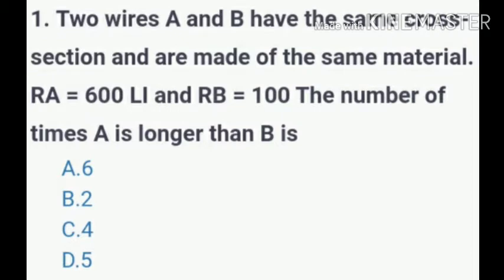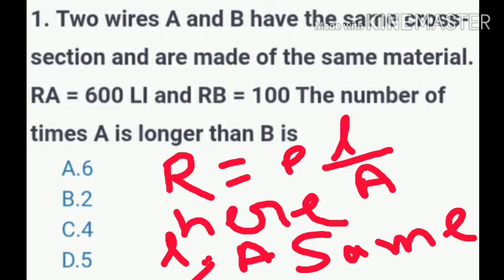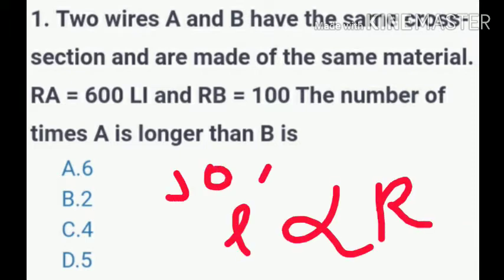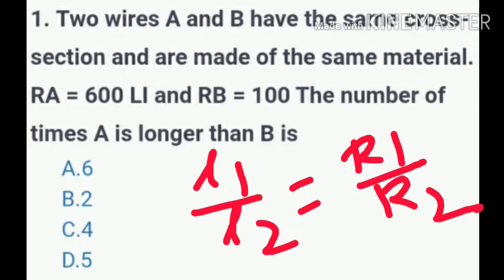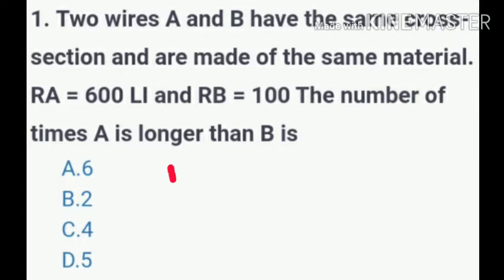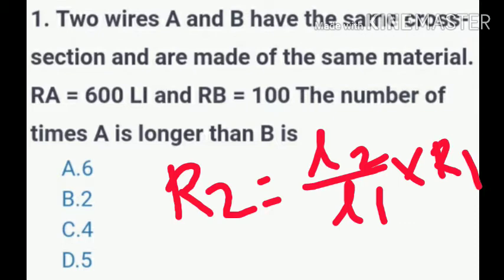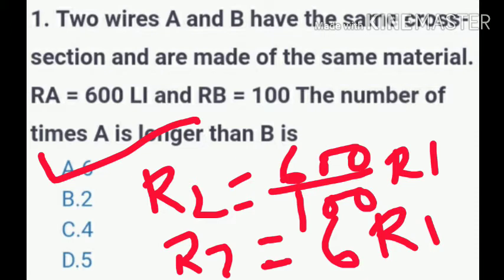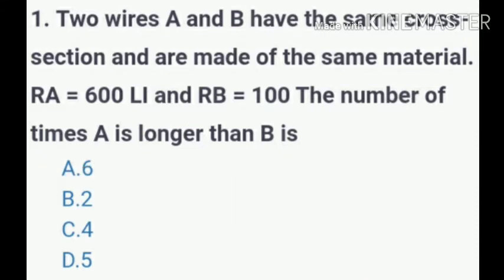Here are the four options. We get the formula R equal to rho into L by A. Here the L and A are the same. So L is proportional to R. We get that R2 by R1 equal to L2 by L1, so L1 by L2 equal to R1 by R2. We get the formula R2 equal to L2 by L1 into R1. We put the value of R2 by R1, we get the relation L1, L2. So R2 equal to 6 of R1. We get the formula. So option A is the answer.